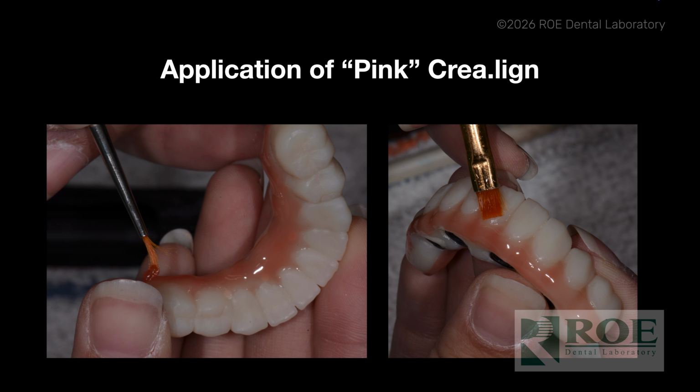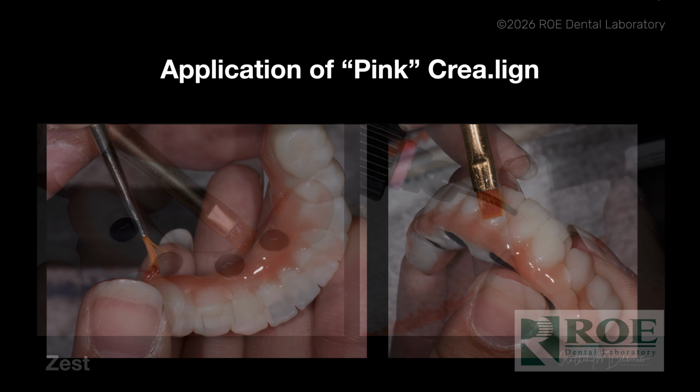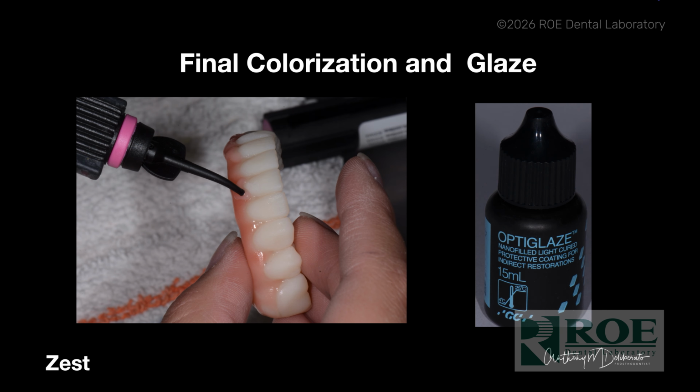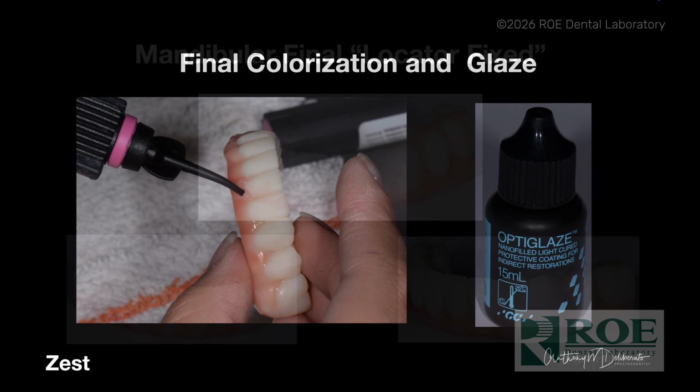We'll use brushes to evenly distribute the material. We can add different layers of material to simulate the attached tissues. And then finally, we're going to place an OptiGlaze over all of the tissues and the teeth to give it that nice shiny appearance, to protect the prosthesis from picking up stains and to make it more hygienic.